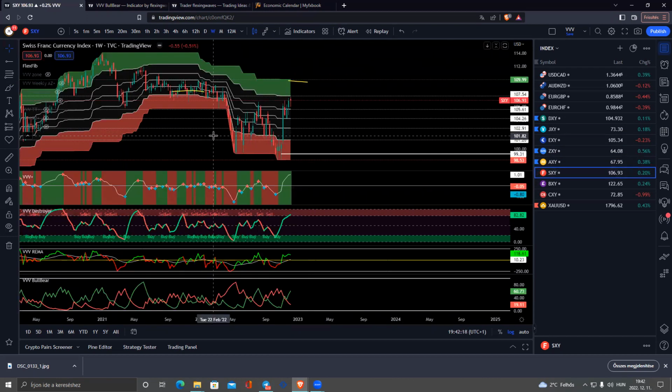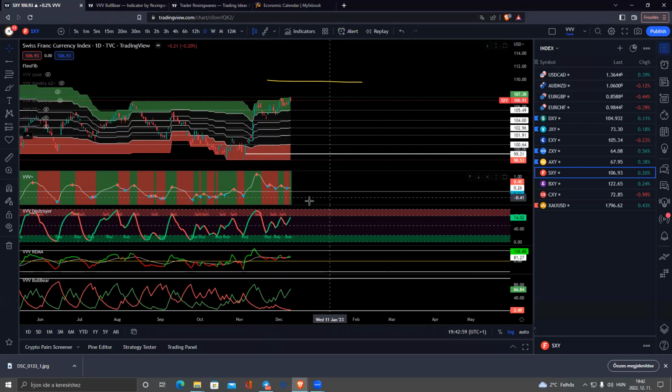Let's see the SXY, the Swiss franc. There is a convergence right now, but we are above the zero line on the weekly basis. And like I said, both the euro and the CHF are regional pairs of weakness right now. So I would say let's go to the resistance, actually. As you see, the bulls are dominating right now, and on the RIMA as well. So we have the same colors. Let's see the daily basis. This looks good for a breakout.